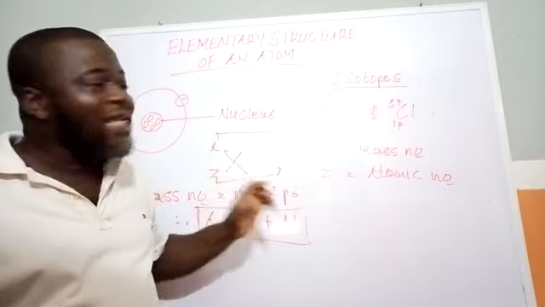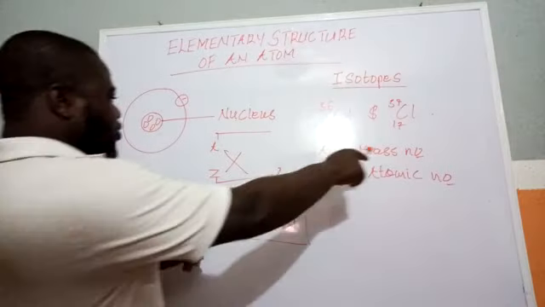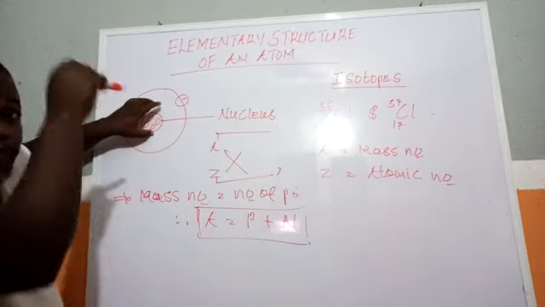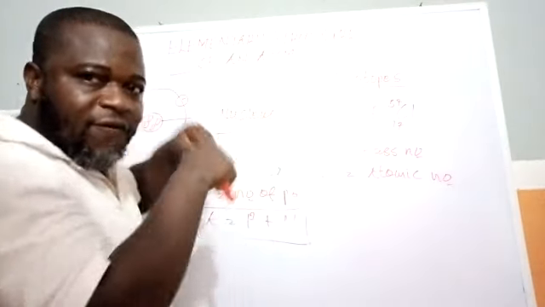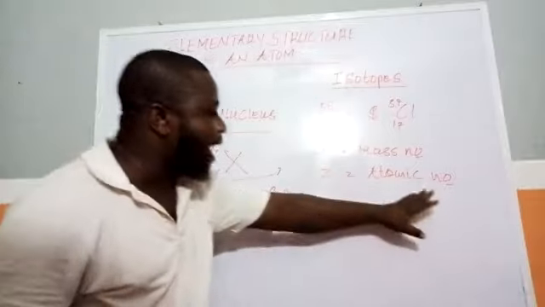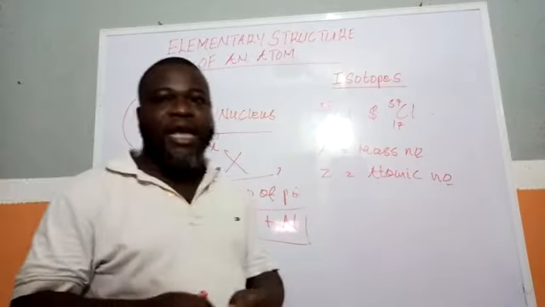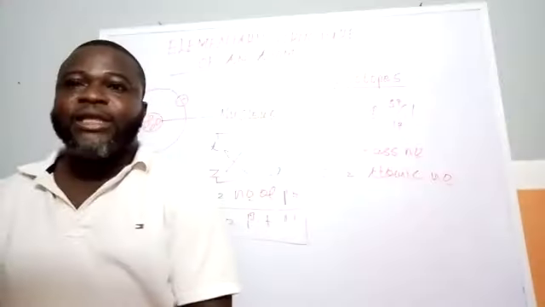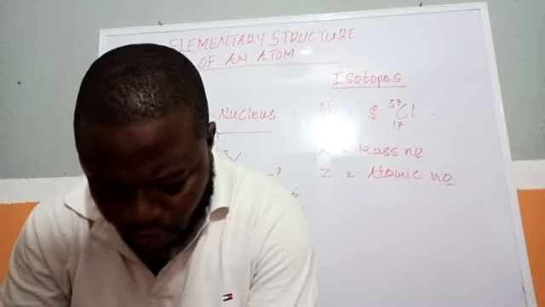Do you understand that? The mass number is the number of protons and neutrons in the nucleus of an element, while the atomic number is just the number of protons in the nucleus of an element. That is what isotope is talking about. So we have chlorine 35, 17 and chlorine 37, 17 as a typical example of isotopes. But let's go to calculation.